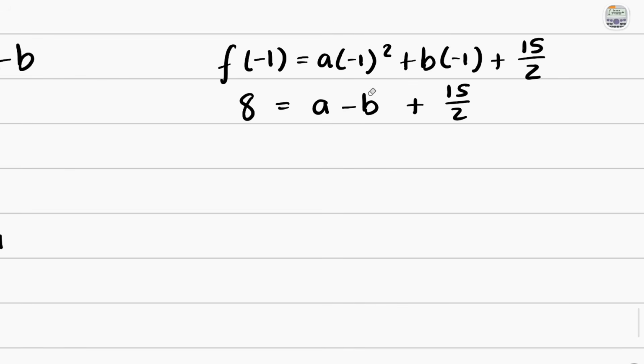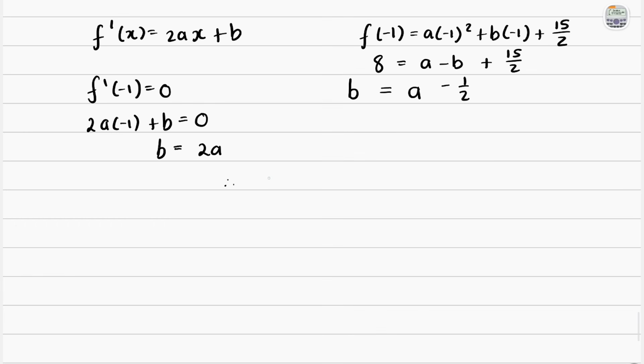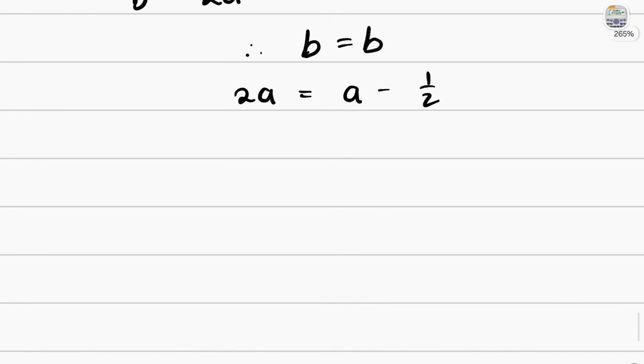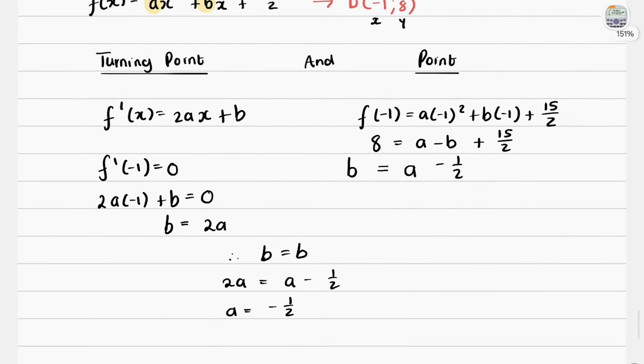And then we can just make negative b the subject of this equation. So take it over, transpose it, and now we have b equal to a plus 15 over 2 minus 8. 8 can be written as 16 over 2. 15 minus 16 is negative 1, so that is just minus a half. We can simply say that b is equal to b and then equate. So we're saying 2a equals a minus a half, and then transpose the a. 2a minus a is equal to negative a half. So there we go. We found out that a is really negative a half.